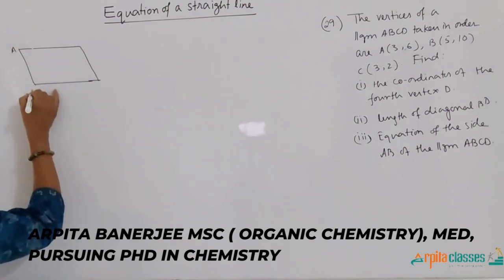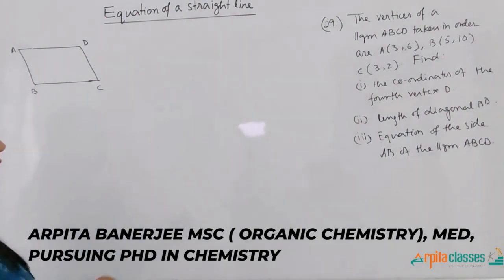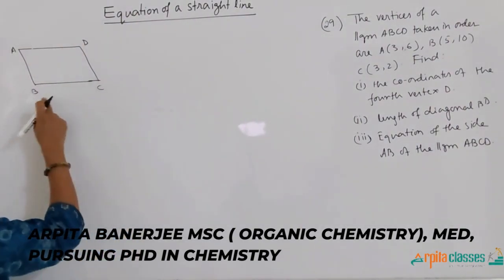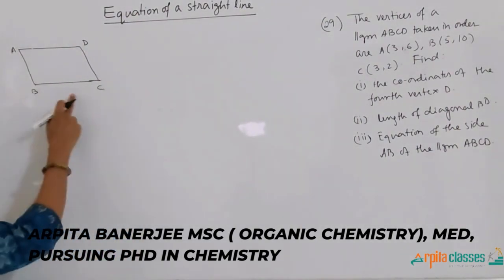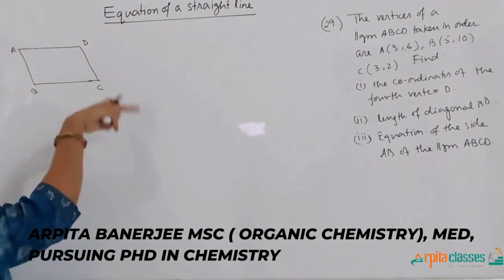Always take the name in a circular manner, don't break it. This is a common mistake I am telling you. Don't take it like A, B, D, C. No, it should be A, B, C, D. Or you can start it from here and go A, B, C, D. But it has to be continuous.